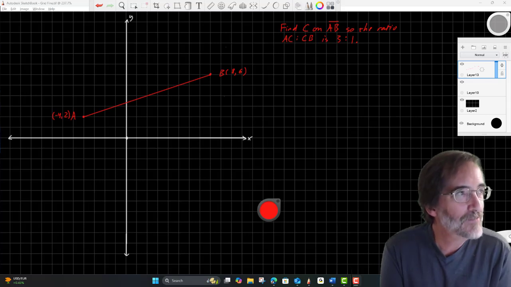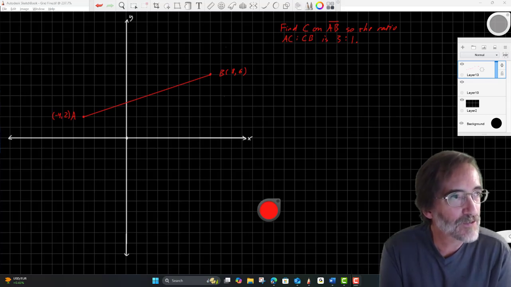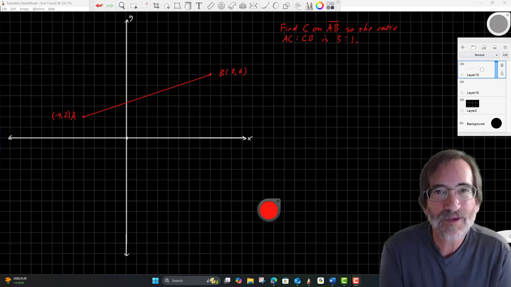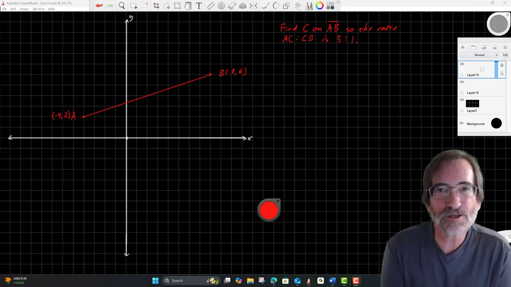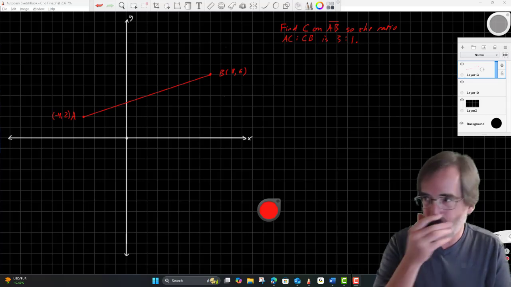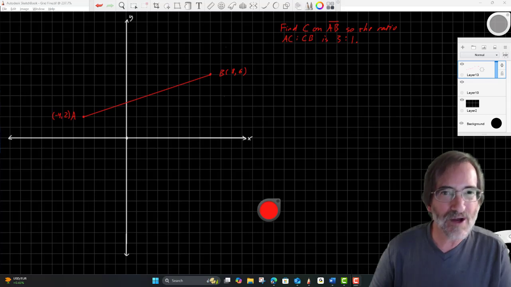This is Geometry A, Unit 8, Lesson 3, Partitioning a Segment. To partition means to divide, and we partition in a number of ways, and there are some confusing ways that we express it. Consider this example right here.